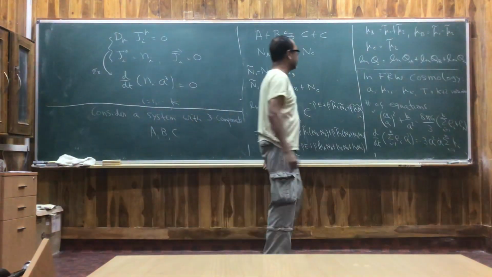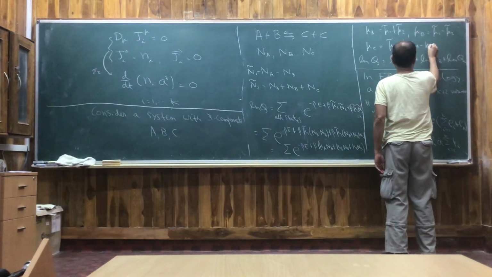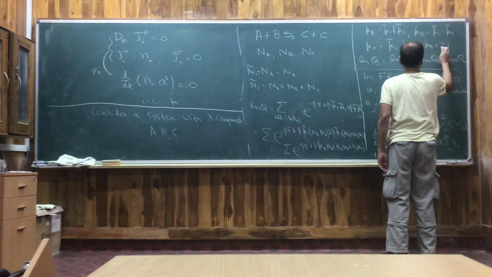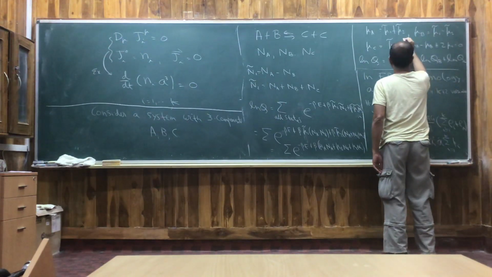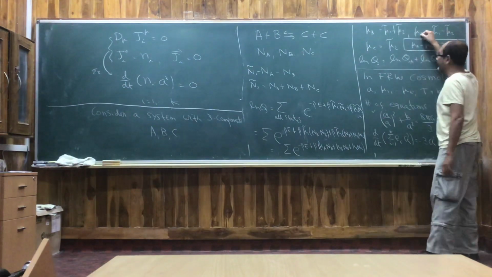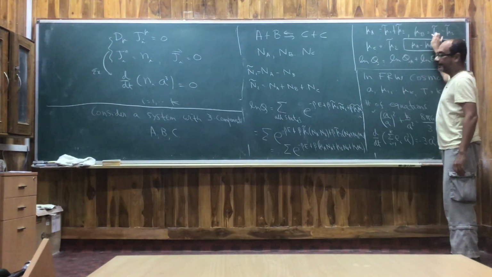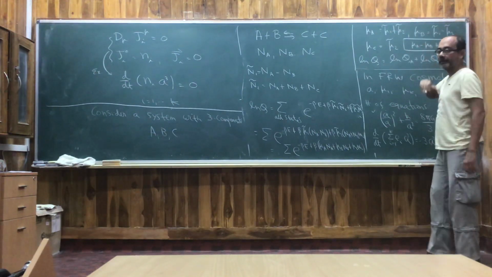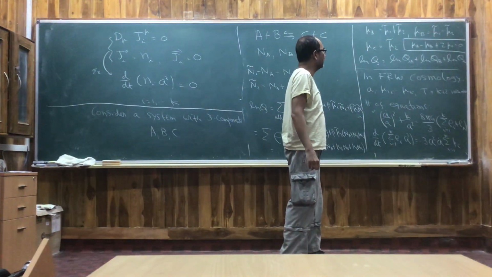Mu A minus mu B minus 2 mu C. Sorry, plus 2 mu C. No, minus 2 mu C. This is 0. Right? From this, mu A minus mu B is 2 mu2 tilde. Minus 2 mu C is 2 mu2 tilde, that's 0. So this is one relation between the three mu's. Mu A plus mu B minus 2 mu C.